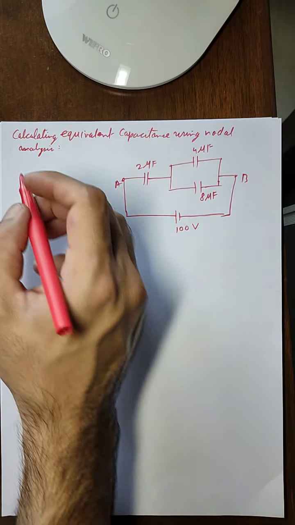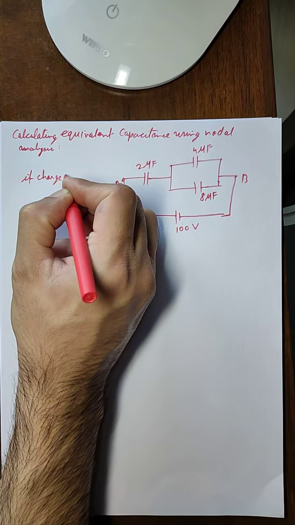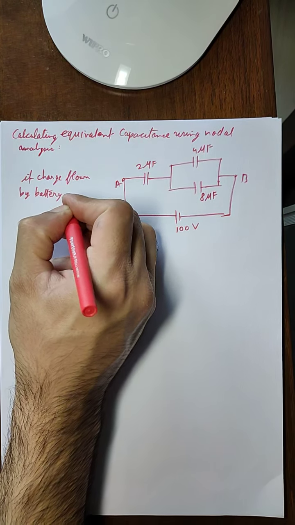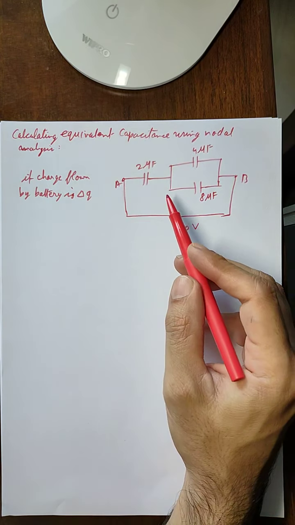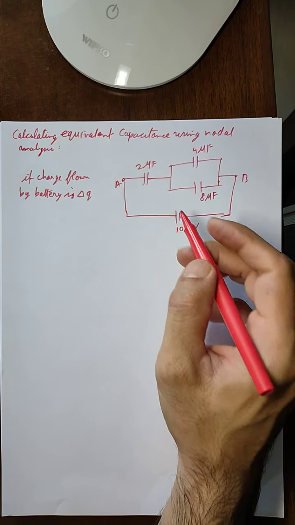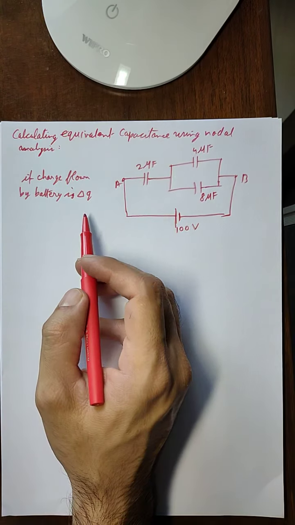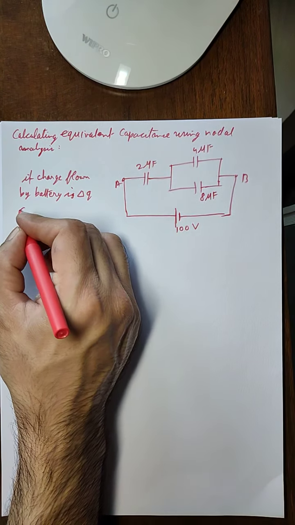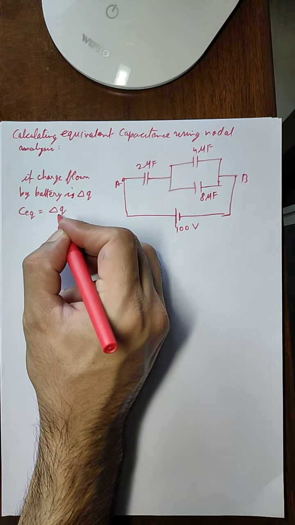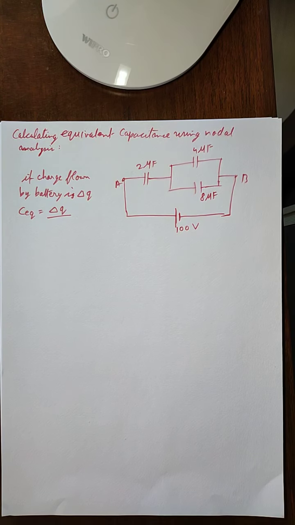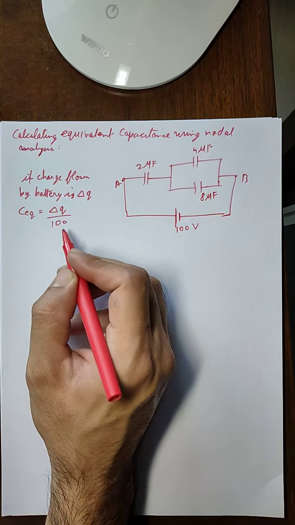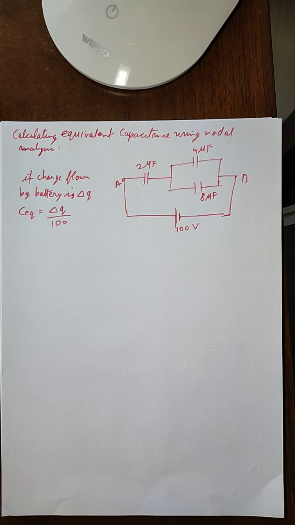Now let us say the charge flown by the battery is delta Q, that is, the battery is attracting a delta Q charge from this capacitor and supplying it here. So we can say that the battery is flowing the charge of delta Q. Then the equivalent capacitance has a general formula of Q equals C V, so C equals Q by V. Here Q is delta Q and V we have taken as 100. So this will be our equivalent capacitance.